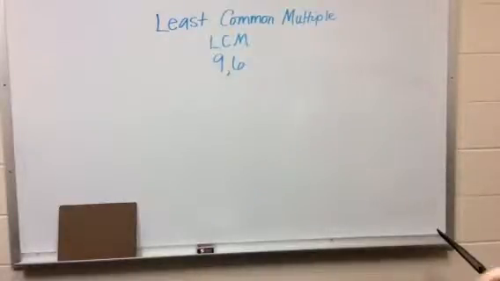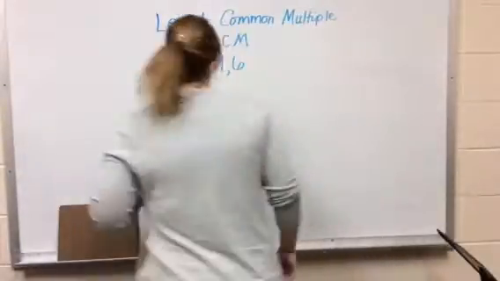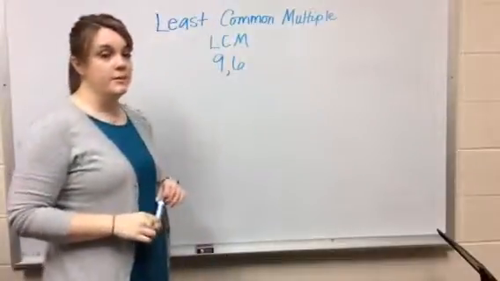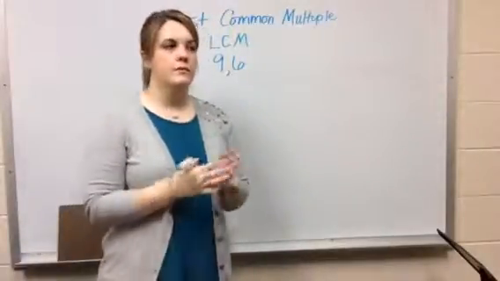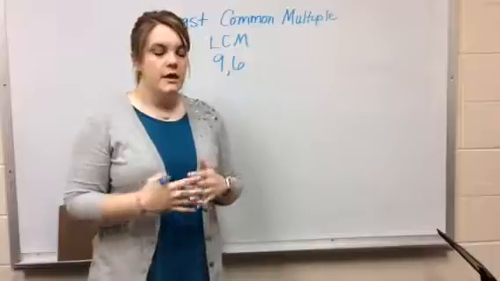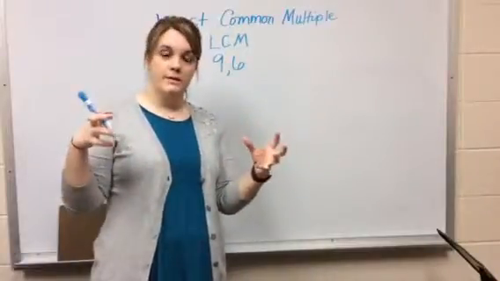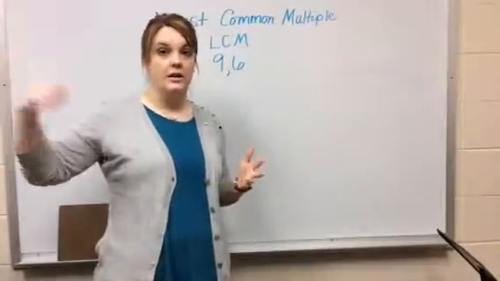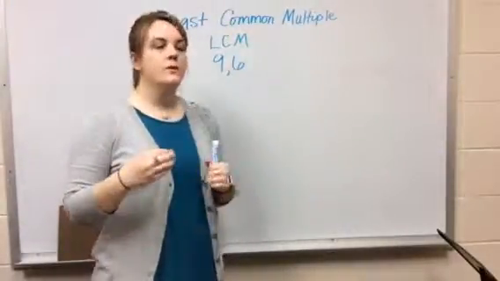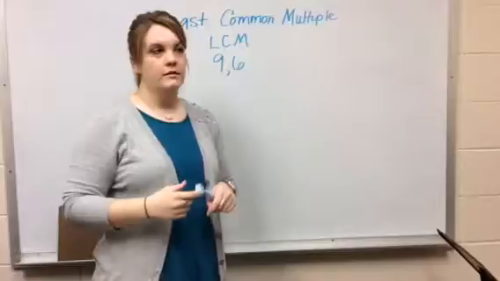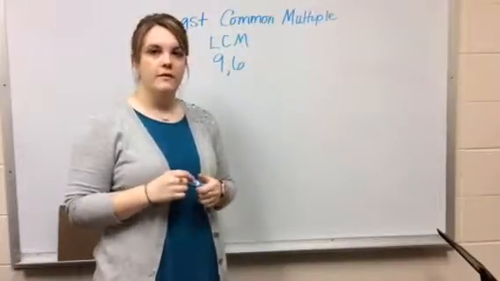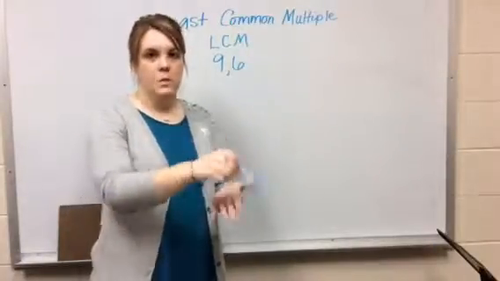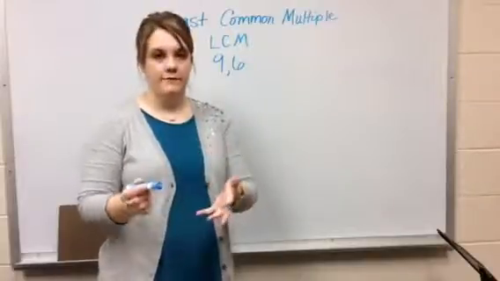All right, let's talk about least common multiple. Last year we talked about multiples, and we made multiples. We listed multiples of numbers. We had our multiple monster, and our multiple monster makes everything bigger. So with multiples, we're basically skip counting. If I'm finding my multiples of 5, I'm going to have 5, 10, 15, 20, 25. Those are all multiples of 5, okay?